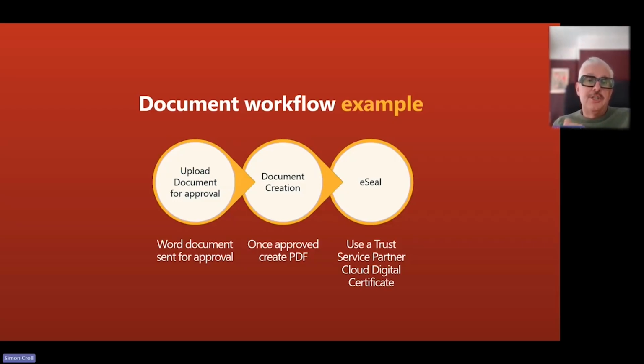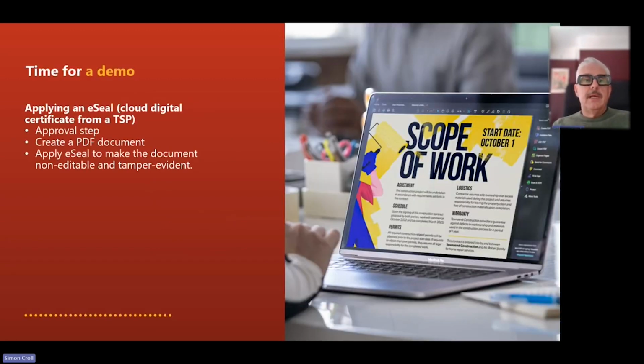It can't be adjusted in any way outside of the boundaries that we've said are allowed for any changes to that document. And any attempts to make any changes to that document then are highlighted to the consumer, if you like, and they can check the validity of that cloud digital certificate. So we'll just go through that now. We're going to go through an approval step, create a PDF document, apply an e-seal to make the document non-editable and tamper evident then.